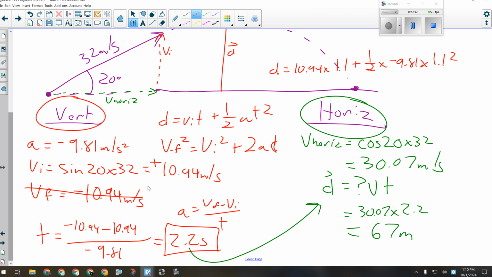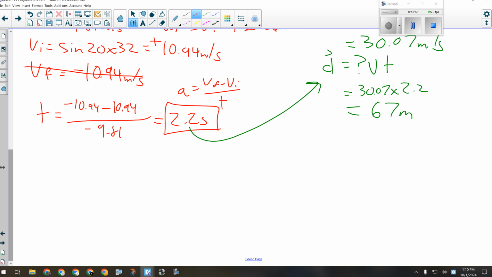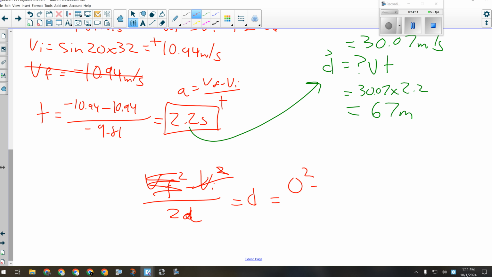Now, the other way we said we could do this was to use this formula here. We would just have to manipulate it for D. So that would be VF squared minus VI squared over 2A. Sorry, 2A. Gives us D. Now, VF is 0, so I can cancel that out. So what I'm going to have is 0 squared minus 10.94 squared divided by 2 times negative 9.81.